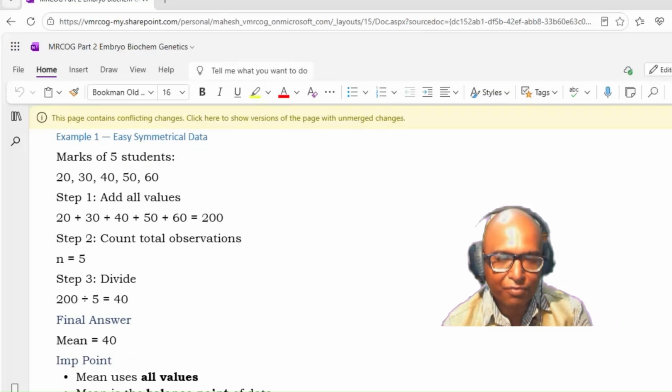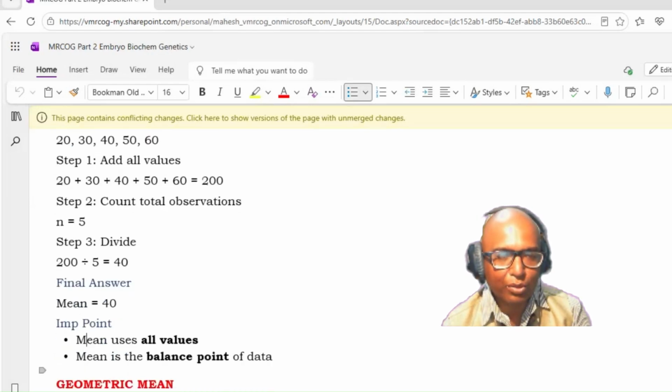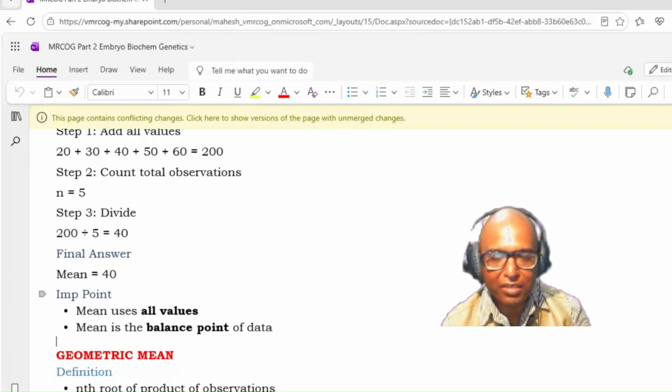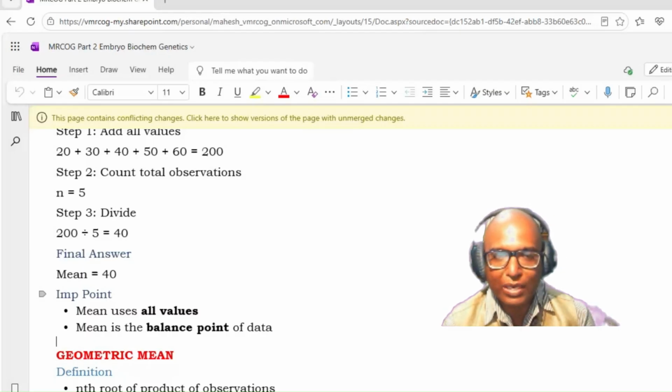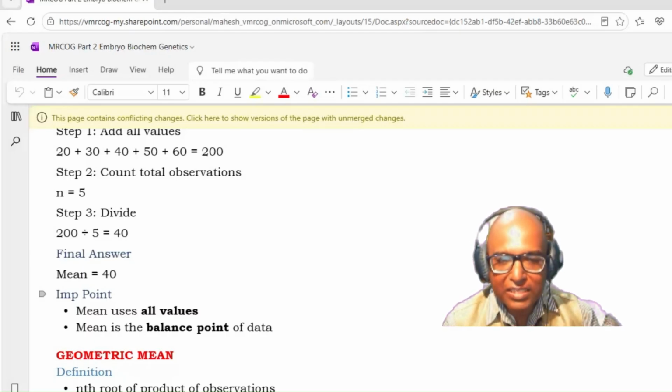You will be given the birth weight of some data set, and then you will be asked to calculate. A few important points to remember are that mean uses all the values which are given to you, and mean is the balance point of the data. So it balances the whole data set as such. The type we have seen is the arithmetic mean. It is very easy to calculate, and practically speaking, only arithmetic mean concepts will be tested in the examination as far as calculations are concerned. But concept-wise, they may ask you other types of mean also.